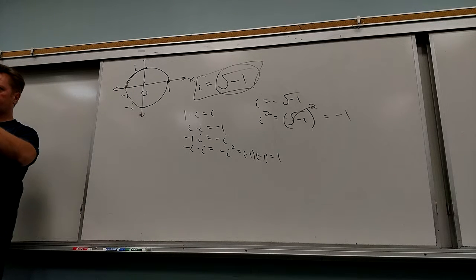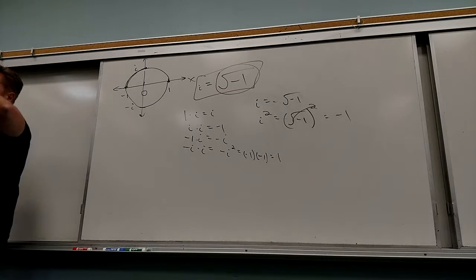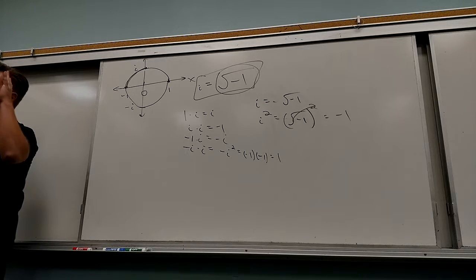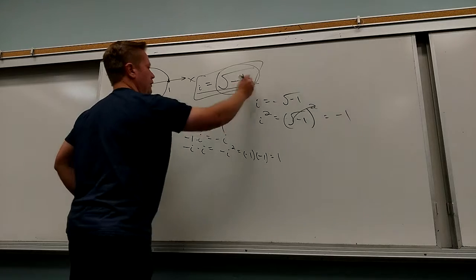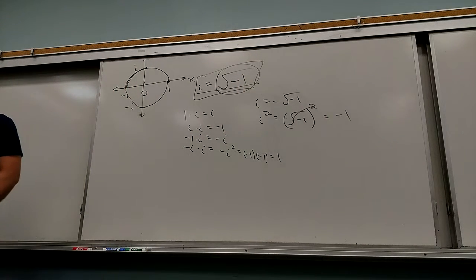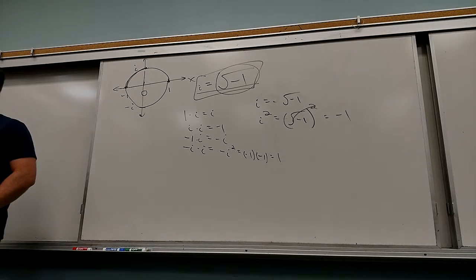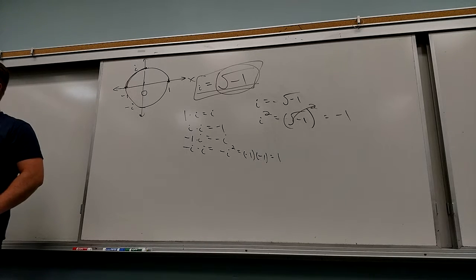All right, so here's what you need to know. It's basically what I wrote up there, but I'm going to write it more concisely. You definitely need to know this basic definition. It's like knowing pi is about 3.14. So you've got to know i is the square root of negative 1.